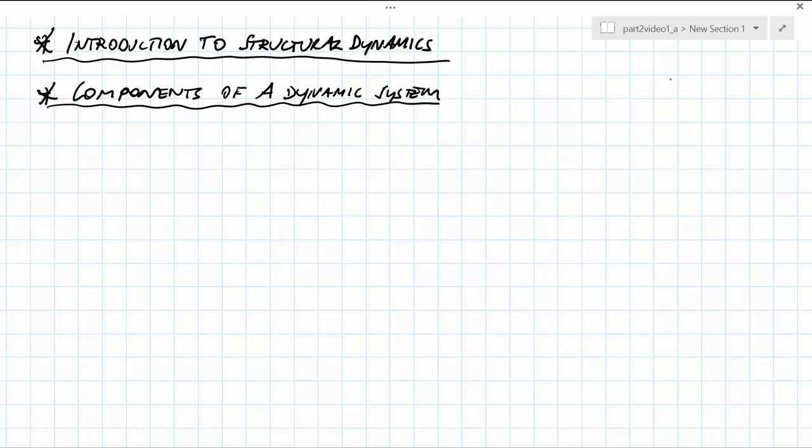In summary, the components of a dynamic system are, firstly, the mass, secondly, the damping, and thirdly, the stiffness.